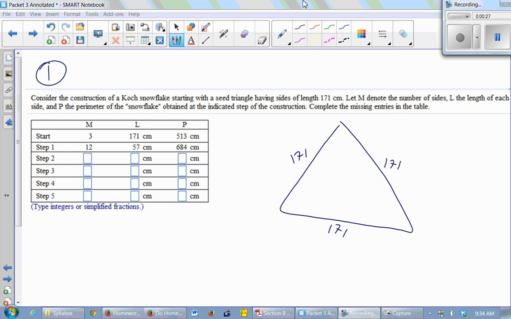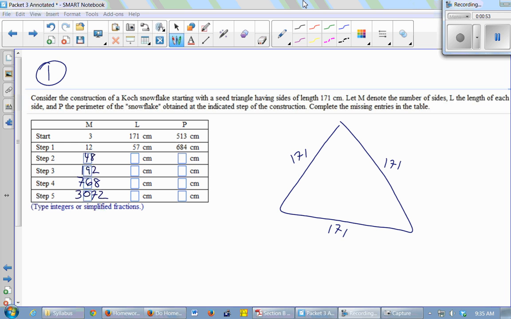Remember, we discovered that that goes up by a factor of 4. So it should go 3 times 4 is 12, times 4 is 48, times 4 is 192. 768. 3,072. Okay, so we get that column.